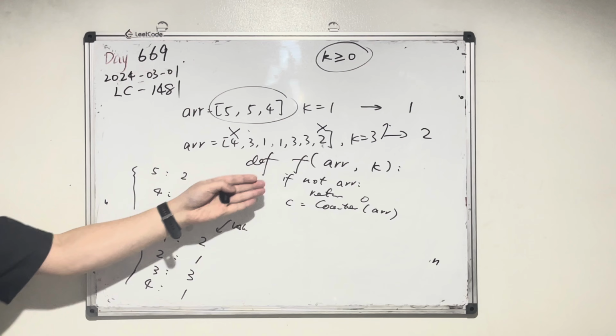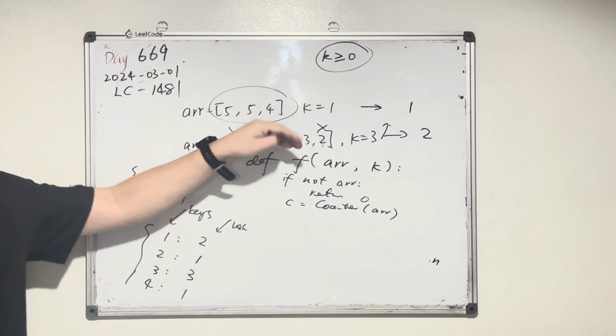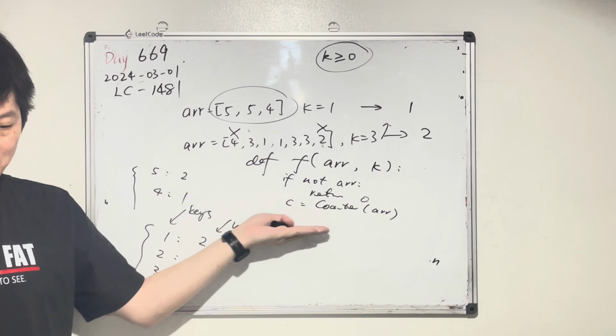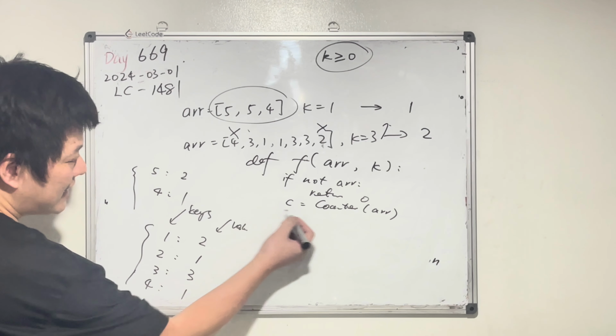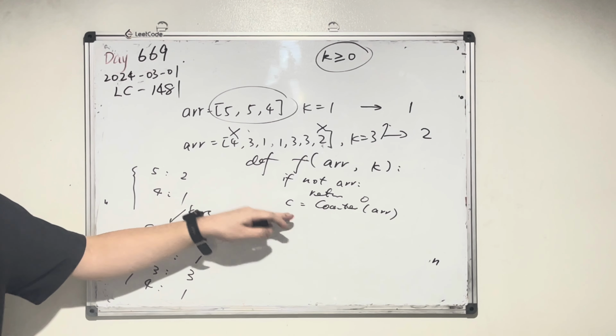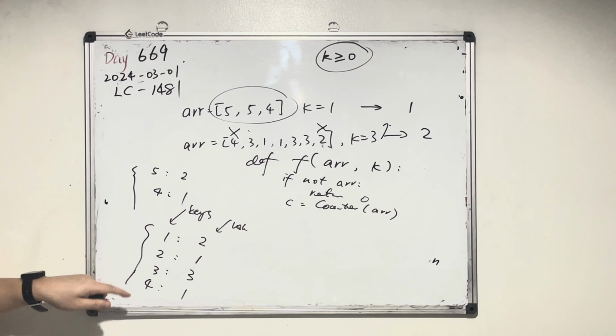Alternatively, we can iterate and then update the frequency, but this is already available to use. So now with this C, we need to find out the least common, right? For example, we want to remove this first.